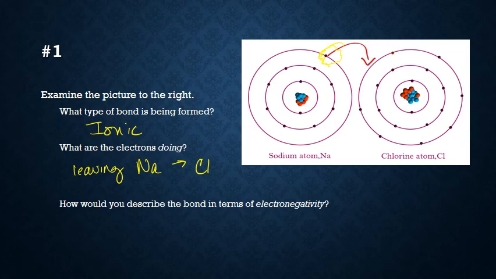And how would you describe the bond in terms of electronegativity? Remember, electronegativity, we're looking at the differences. And the greater the difference in electronegativity tells you something about the bond. So in this bond, I would say there is a high difference in terms of electronegativity. And that's partly because things are being stolen, and also that's the definition of an ionic bond.